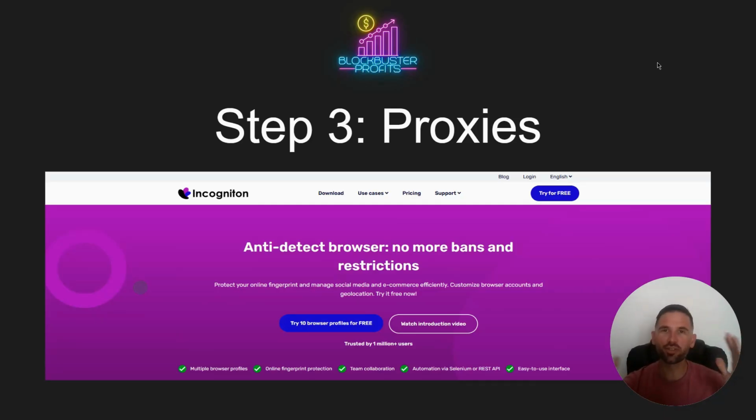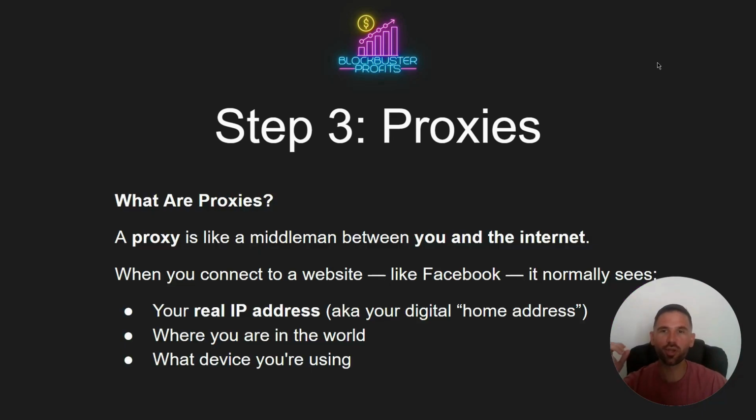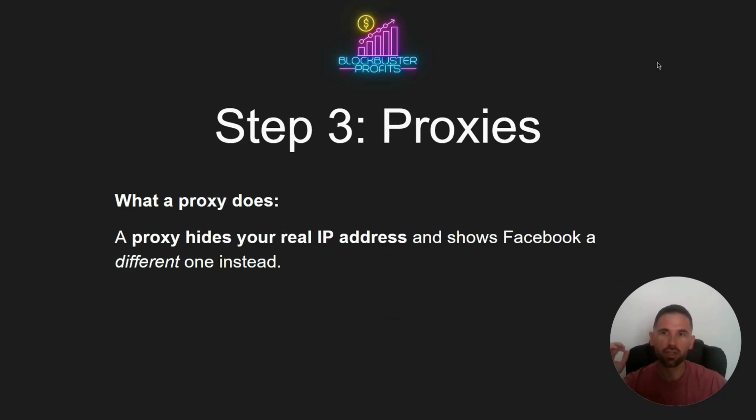So that brings us on to step 3, which is proxies. So what are proxies? A proxy is literally like a middleman between you and the internet. So when you connect to a website like Facebook, for example, without a proxy, it normally sees your real IP address, where you are in the world, and what device you're using. So when you use a proxy, it hides your real IP address and shows Facebook a different one instead.